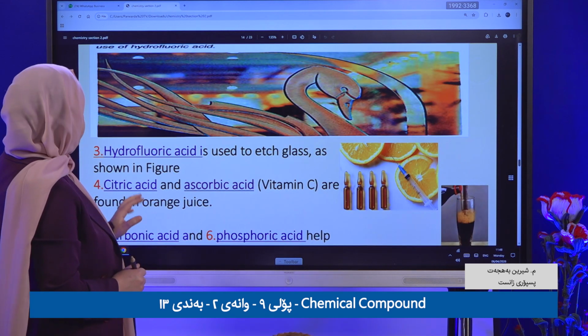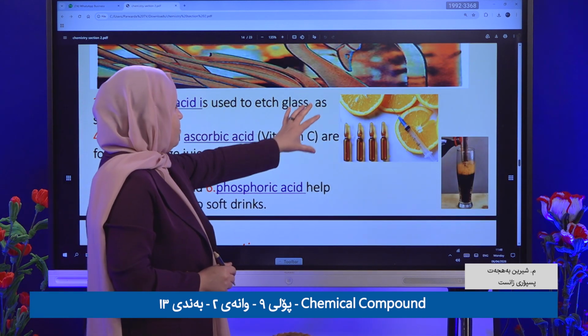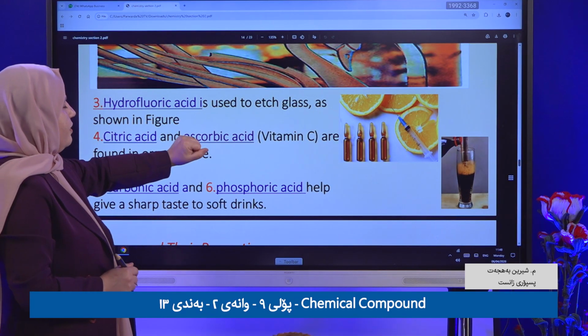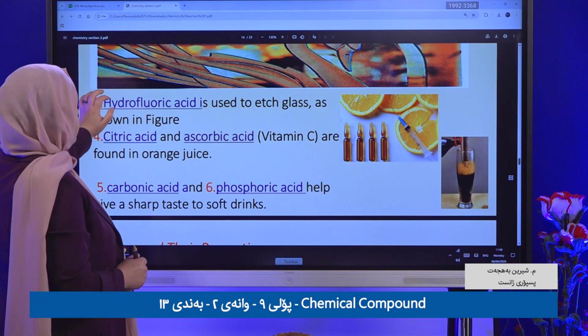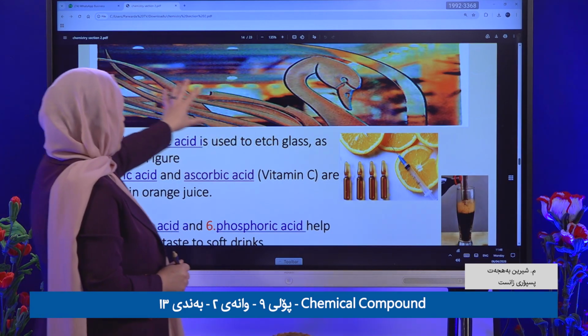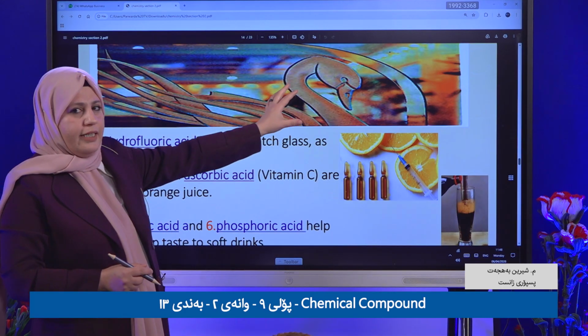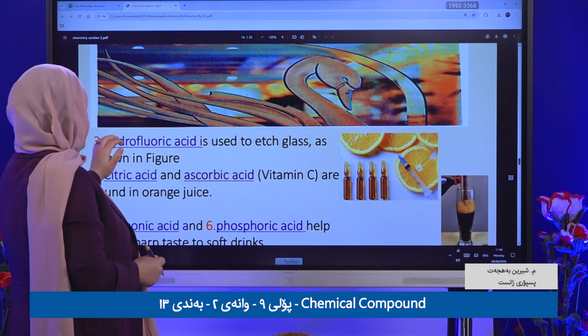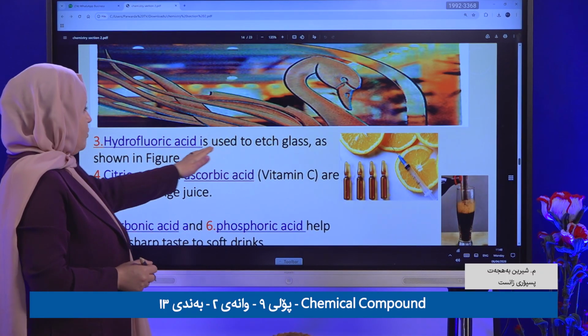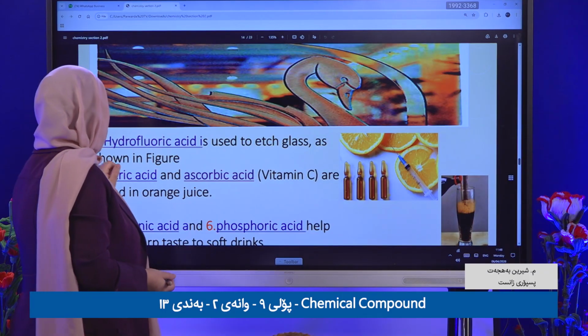Let's go to another use of acids. Look at the picture. The picture is etched by which kind of acid? Hydrochloric acid. Have you seen this picture, how nice it is? It's made by an acid. Which kind of acid? Hydrofluoric acid. Clear? Using it on glass, as shown in the figure.